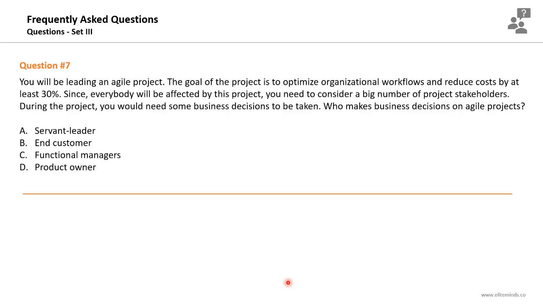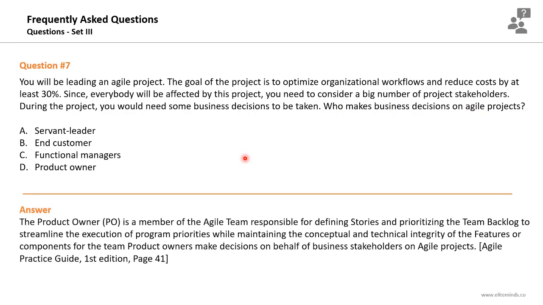Question number 7. You will be leading an agile project. The goal of the project is to optimize organizational workflows and reduce costs by at least 30%. Since everybody will be affected by this project, you need to consider a big number of project stakeholders. During the project, you would need some business decisions to be taken. Who makes business decisions on agile projects? So this is a wordy question. However, the real question is the last 5 or 6 words: who makes business decisions on agile projects? It's the product owner role.